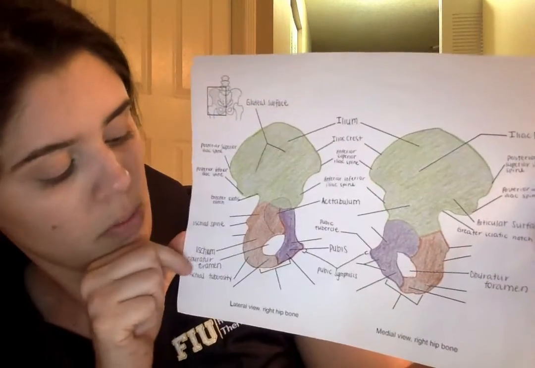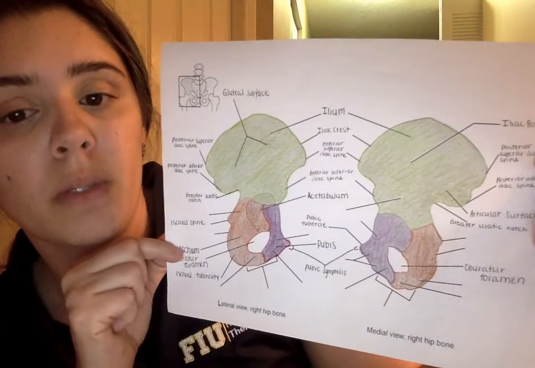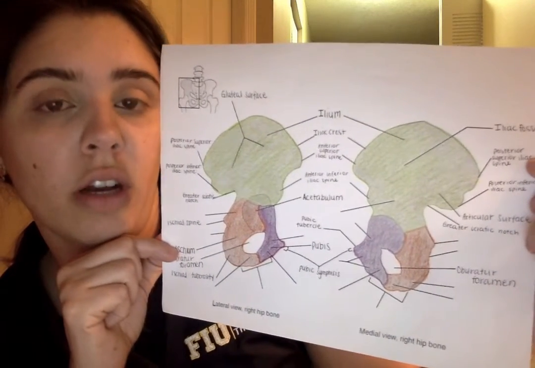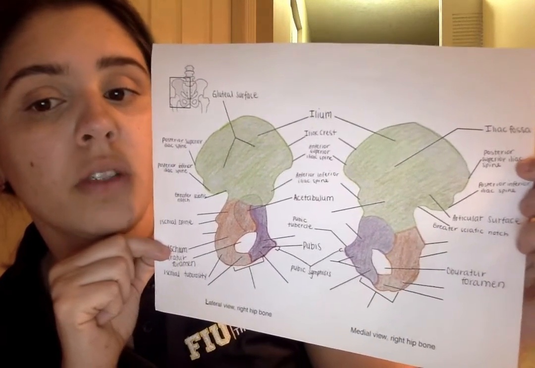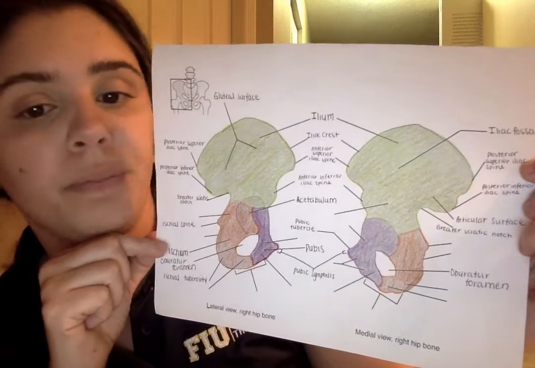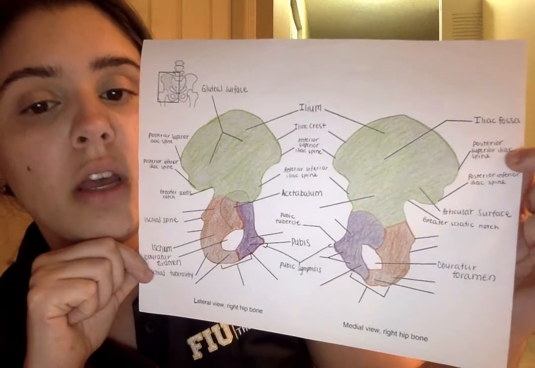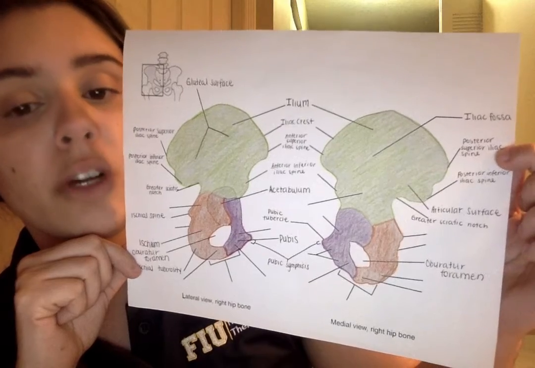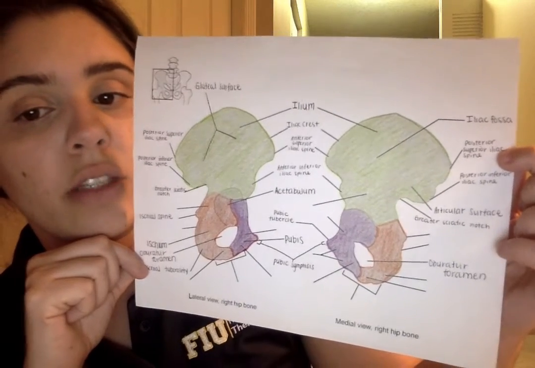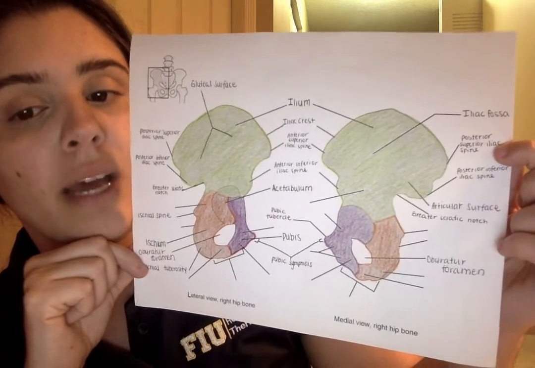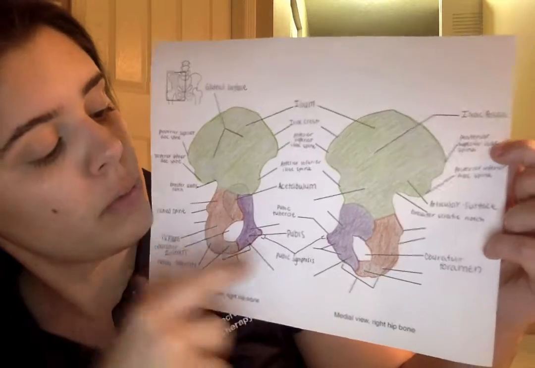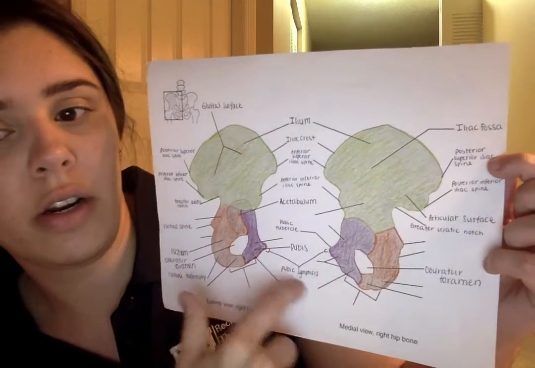Then we have the ischium, located down here, which forms the posterior-inferior region of the coxal bone. This part of the hip bone supports the body when one is sitting. Then the pubis forms the anterior region of the coxal bone. The pubis curves medially, where it joins to the pubis of the opposite hip bone, but at a specialized point known as the pubic symphysis, located down here.